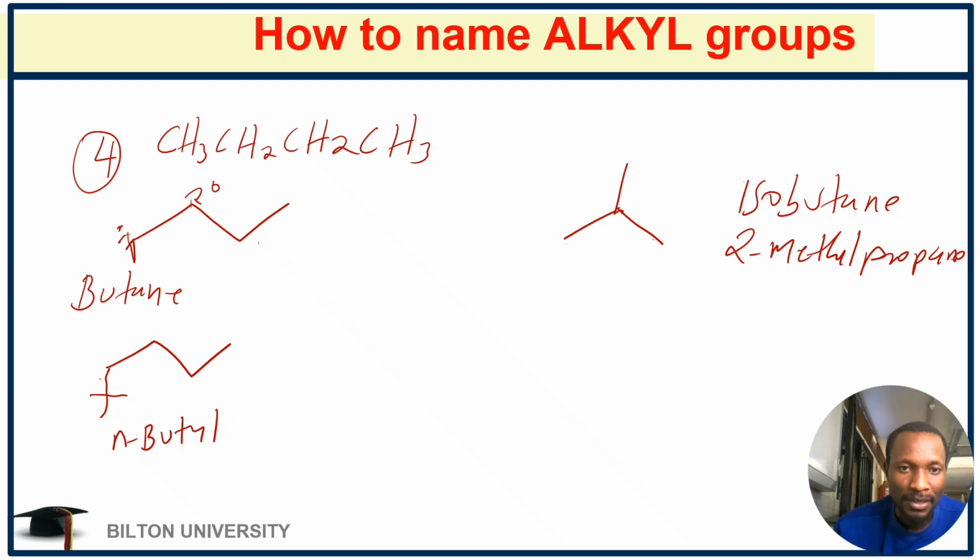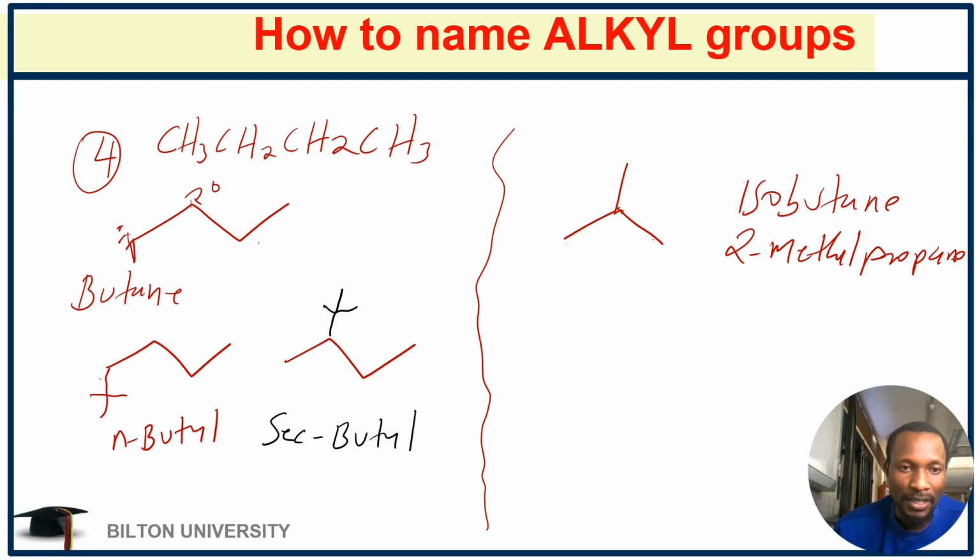So if it happens that in the same butane, now we have something else bonding to the second carbon or the secondary carbon, then we are going to have what is called sec-butyl.